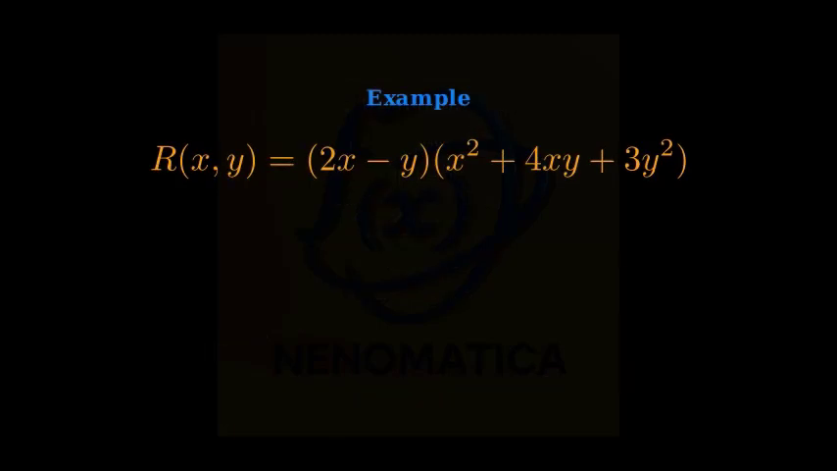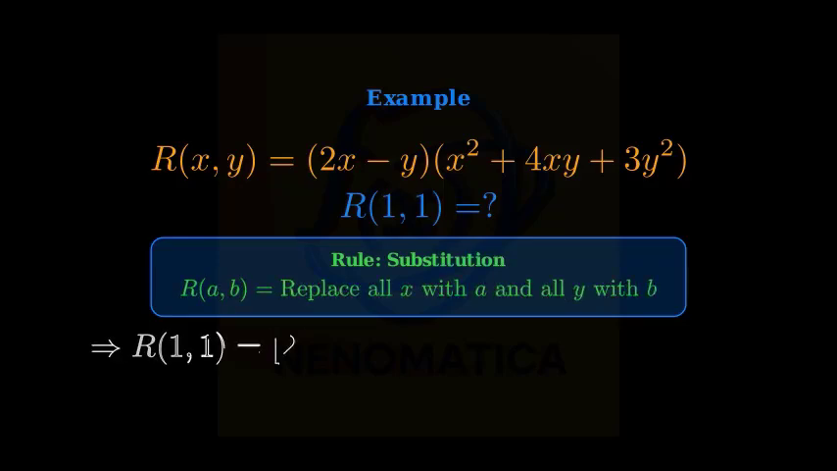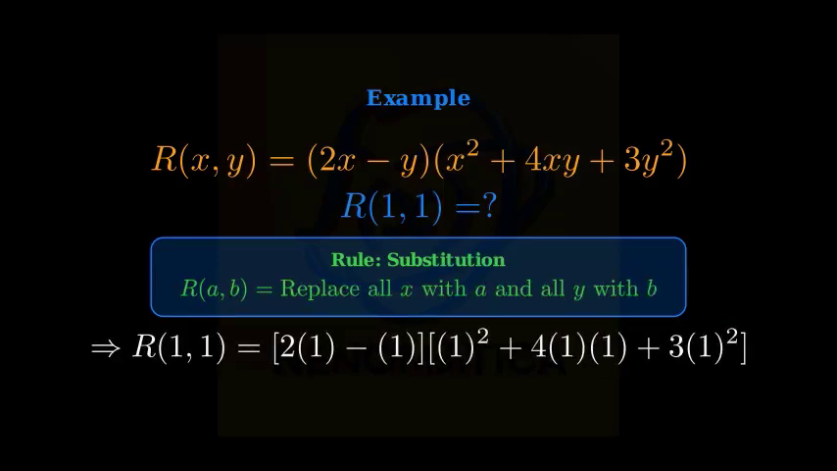We have a function r of x and y defined as 2x minus y, multiplied by the quantity x squared plus 4xy plus 3y squared. We need to find the value of this function when x equals 1 and y equals 1. Let's evaluate this step by step. First, we substitute the values x equals 1 and y equals 1 into our function.